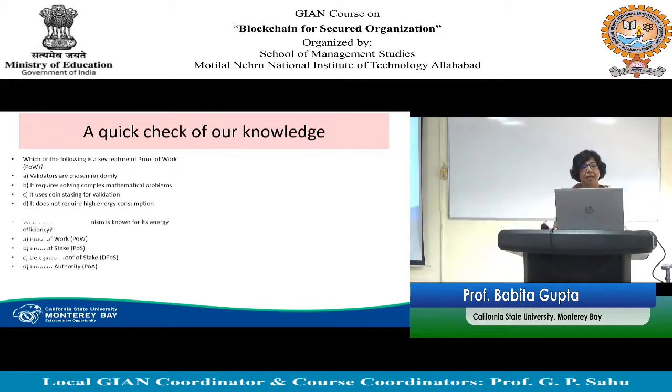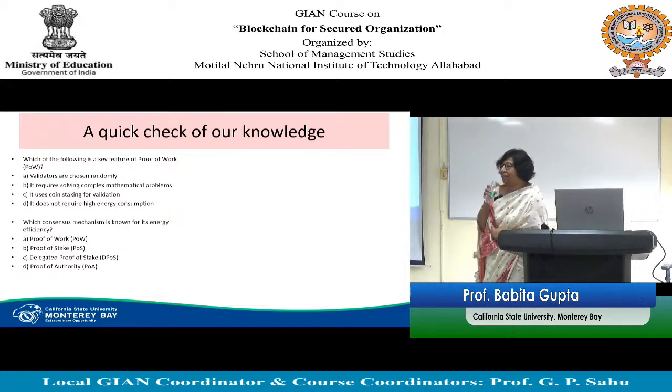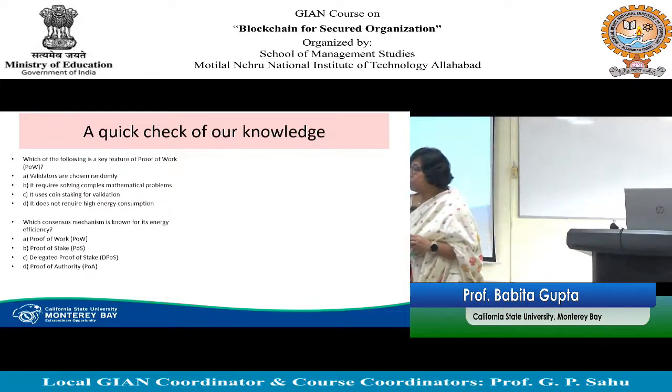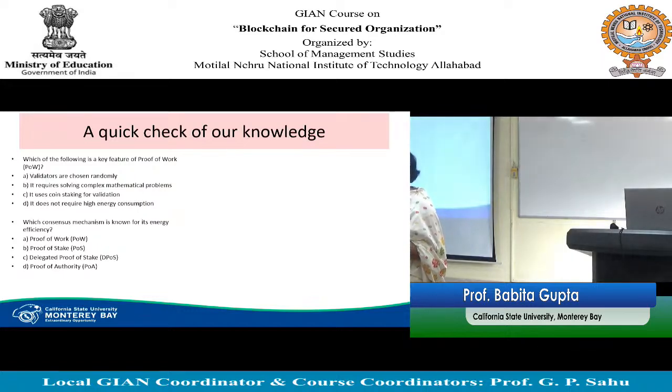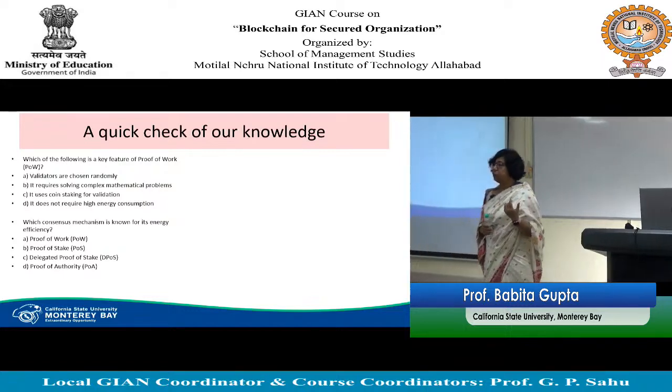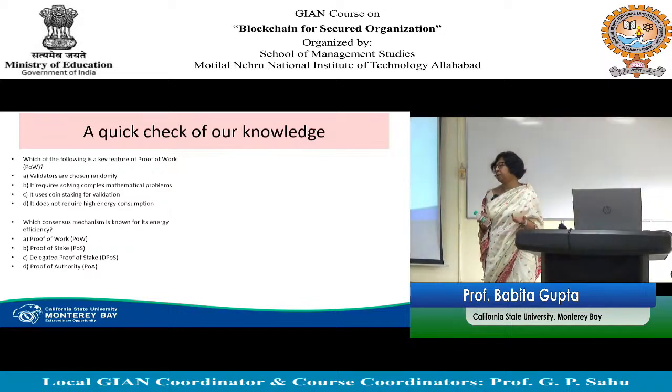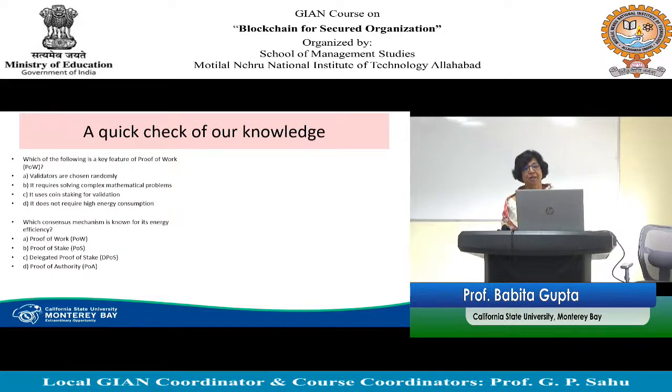Okay. Which consensus mechanism is known for its energy efficiency? Proof of stake. Why? There are fewer validators, so less computational energy is expended, as opposed to proof of work where everybody participates. If there are thousands or millions of participants in a blockchain using proof of work, imagine that. So, good.